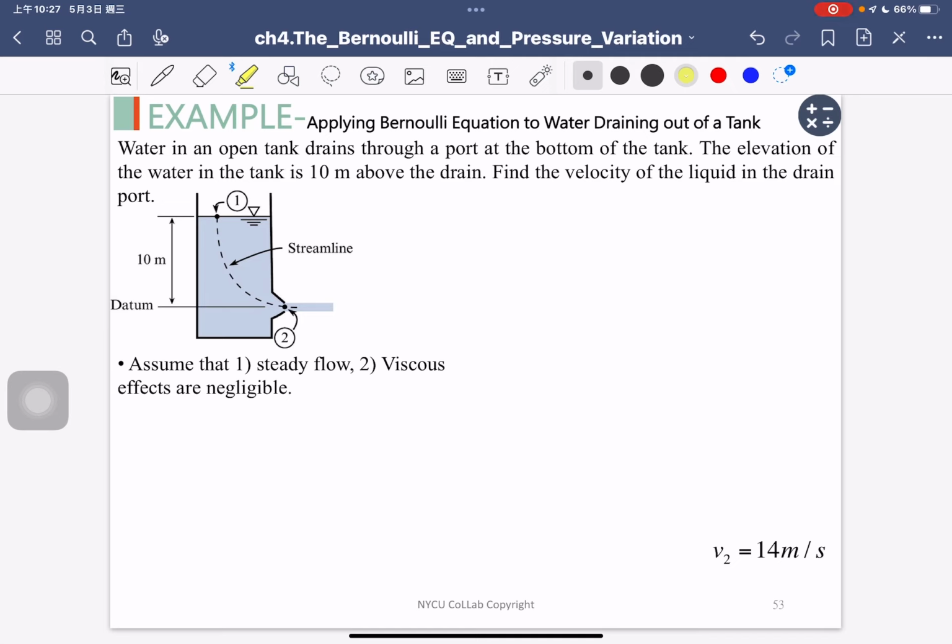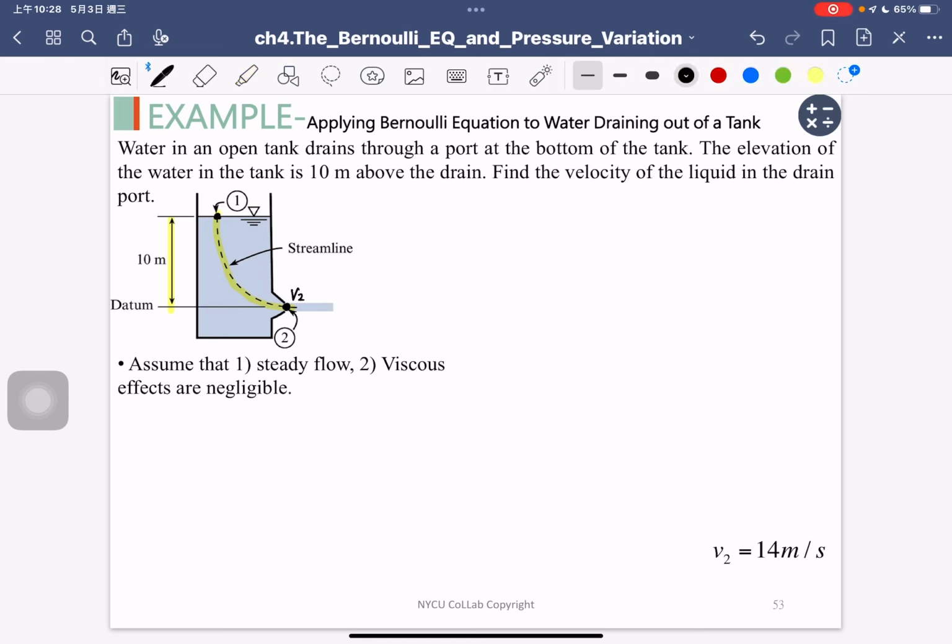So that's another example. We have the straight line, like the dashed line showing here, and then we pick the 2 points, point 1 and point 2. And the question is, can you find the velocity in here, the velocity at the port of the tank? And you actually know the depth of the tank liquid is 10 meters. So can you predict the velocity at the port location?